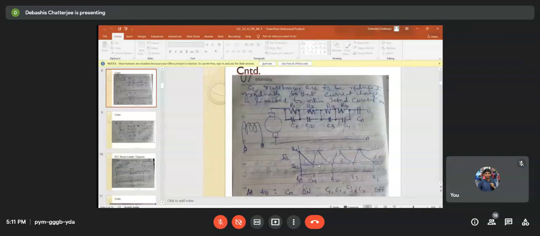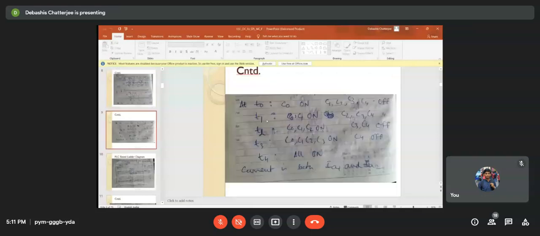Now this is written here. At T0, just starting, C0 is on, C1, C2, C3, C4 are off. Now write this at T1. After that time, C0, C1 are on, C2, C3, C4 are off. In this sequence, you have to switch on, right? And current is always in between IA1 and IA2. So this is the basic operation of a starter.